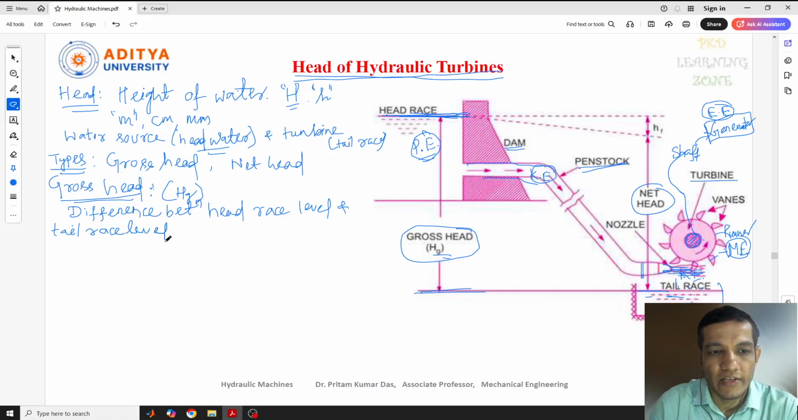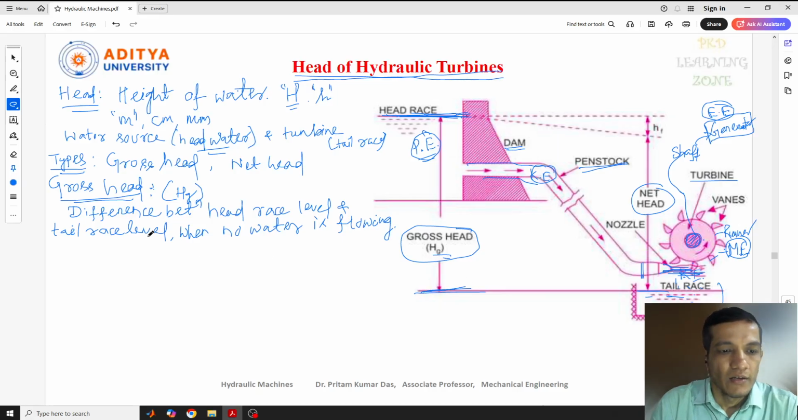So the difference between the headrest and the tailrest is called the gross head. But at which condition do we need to consider it? This is important: when no water is flowing. That means when the water is in a rest condition, we can identify the gross head.